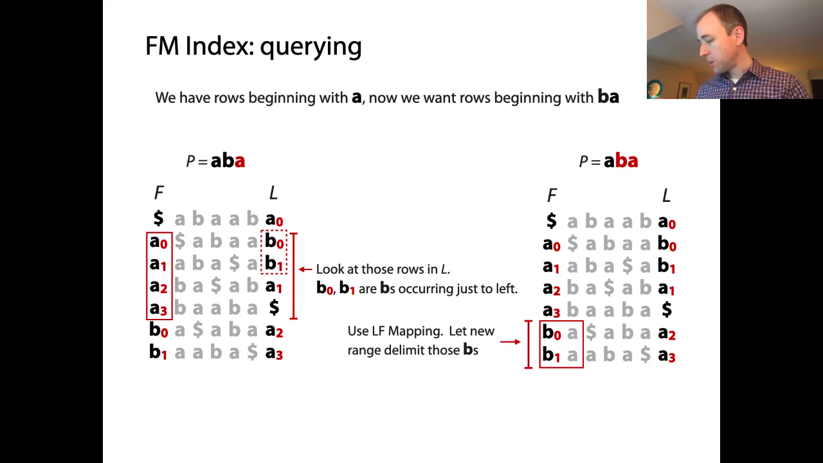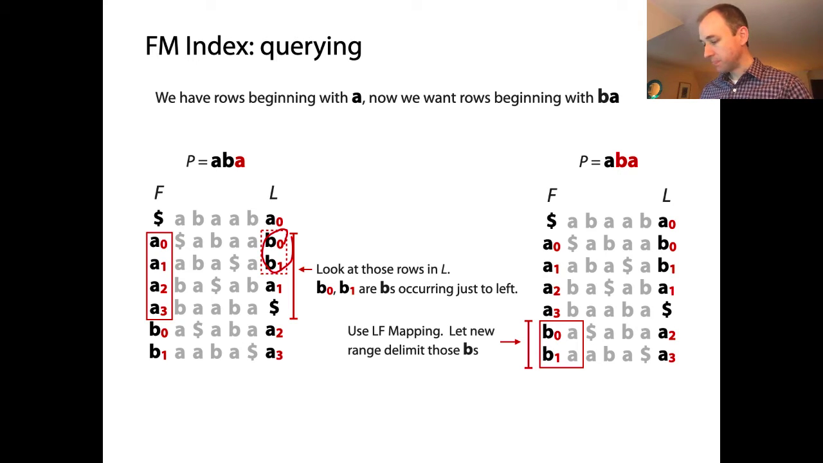Okay? And we know we can do this because once we know that the B's here are the B of rank 0 and the B of rank 1, we can use the LF mapping to figure out where they are, right? We can use a combination of a rank query and a lookup in the C array to figure out which are the rows that start with the B of rank 0 and the B of rank 1. We'll step through that process in a moment, but we can remember from the previous video that that's something that we can do. Okay, so now I have all the rows starting with BA in the Burrows-Wheeler matrix.